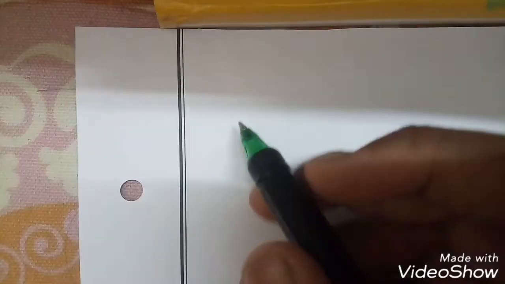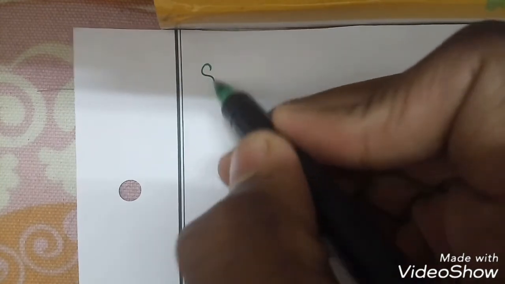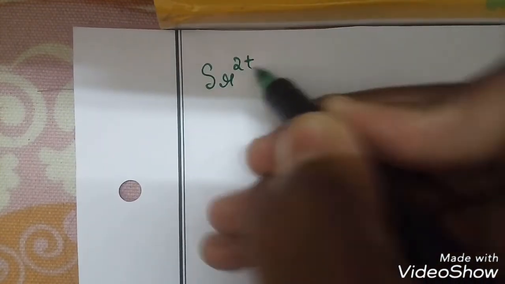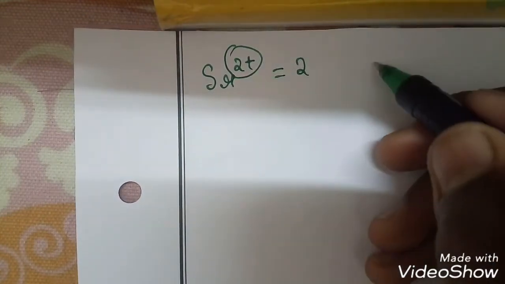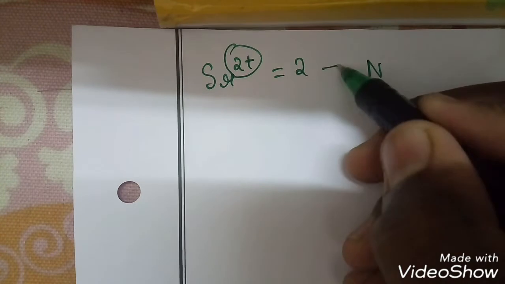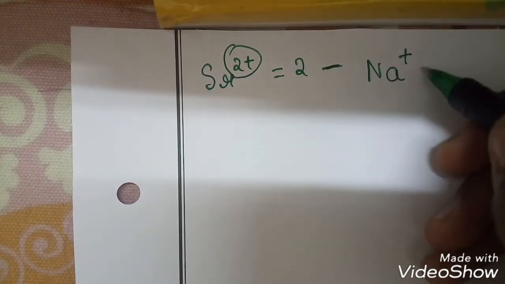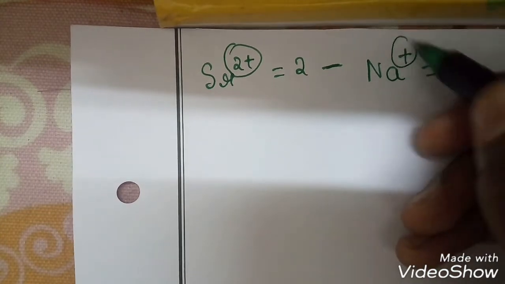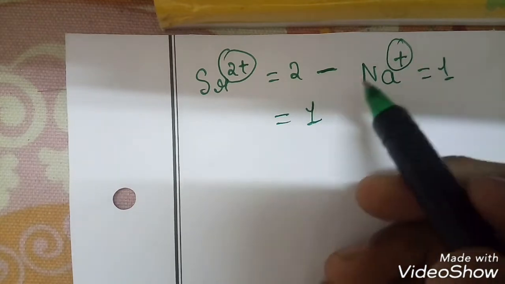Now comes the main part. Now apply the shortcut. The shortcut was valency of the dopant, strontium valency equals 2, minus the doped compound's valency, sodium is 1. Now their difference equals 1. 2 minus 1 is 1.